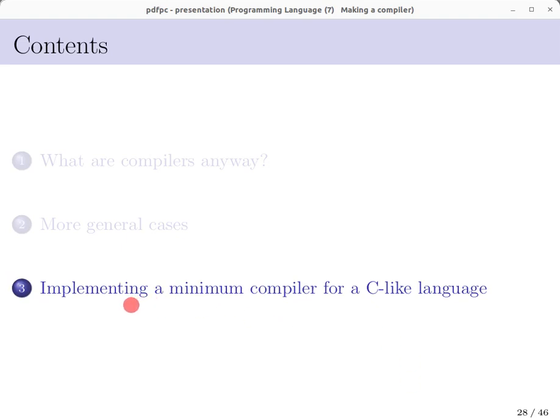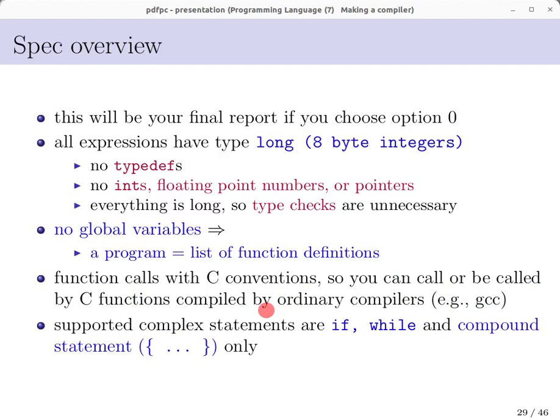So I'm going to explain how you can actually implement the minimum compiler for the minimum subset of the C language for the assignment. So this is an overview of the spec that is clear in the definition of the syntax. So you can go into the syntax definition to make sure that this is indeed the instruction that is imposed. One important simplification or restriction is that all expressions have type long, 8-byte integers.